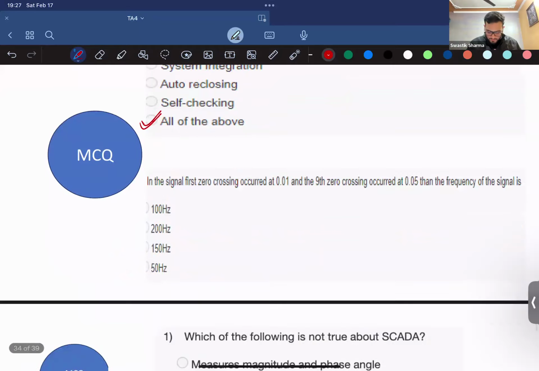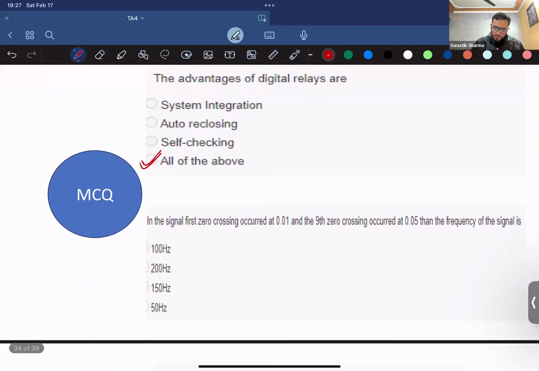Okay, last one. In the signal, the first zero crossing occurred at 0.01 and the ninth zero crossing occurred at 0.05. Then the frequency of the signal is. Can anyone tell me?